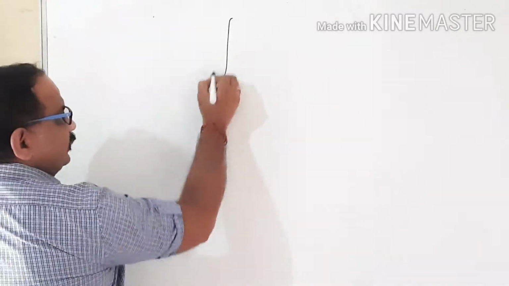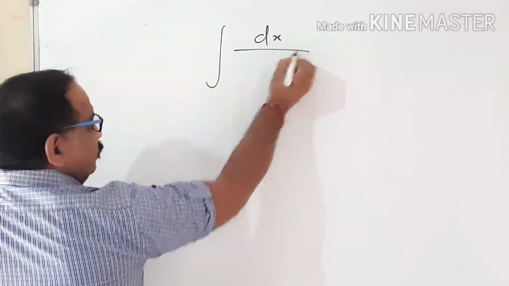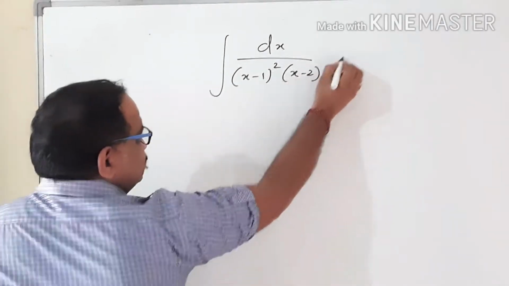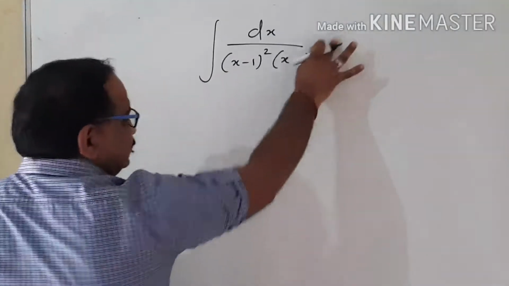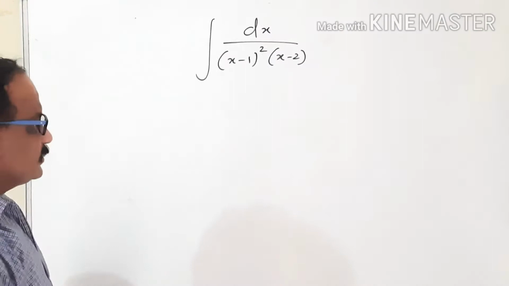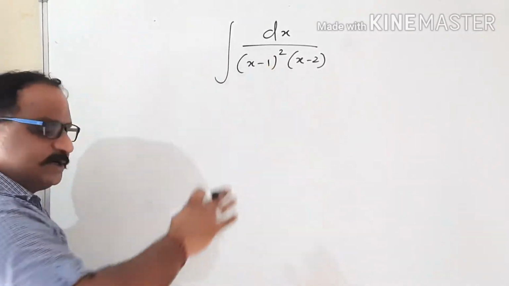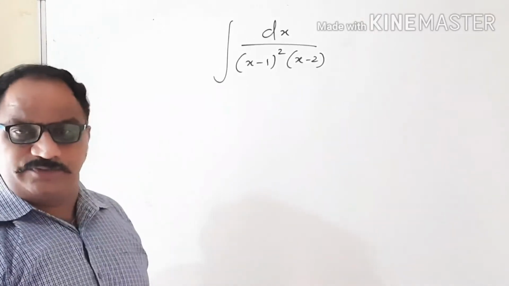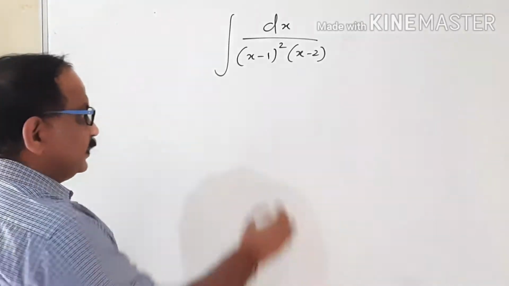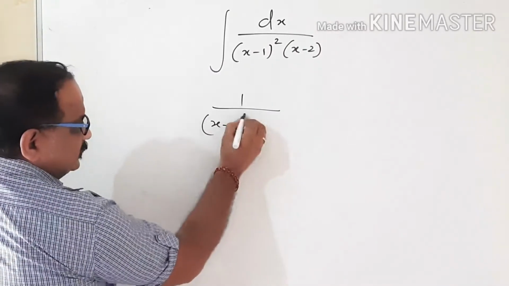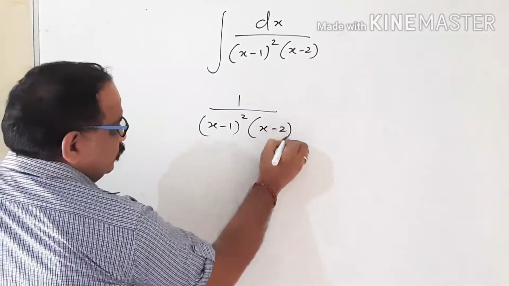Another example, we have dx upon (x minus 1) whole square (x minus 2). In this question we can see in the integrand portion, the denominator factor x minus 1 is repeating its root. So that is the case where the factor repeats itself. So we have to partial fraction it. How can we do that? Just see, here is the integrand portion.